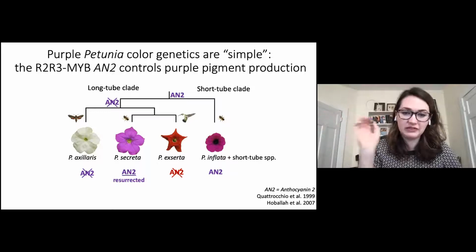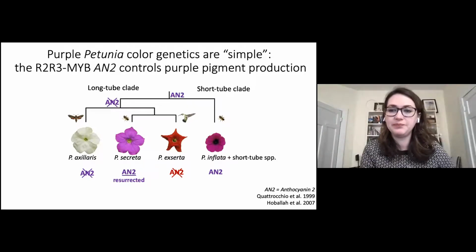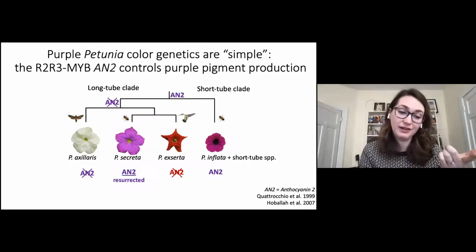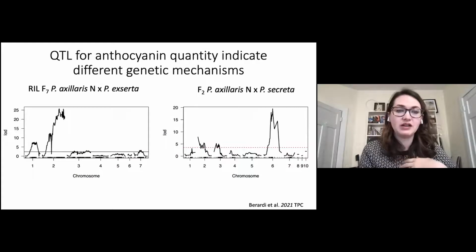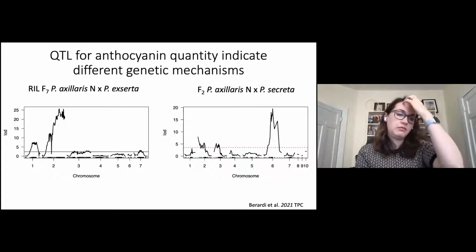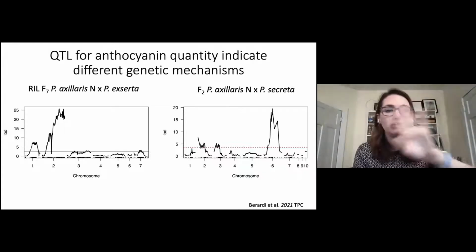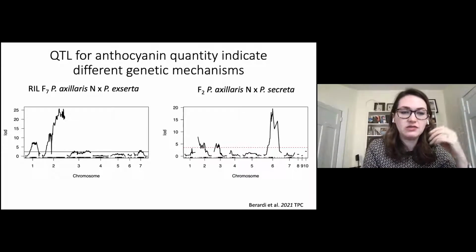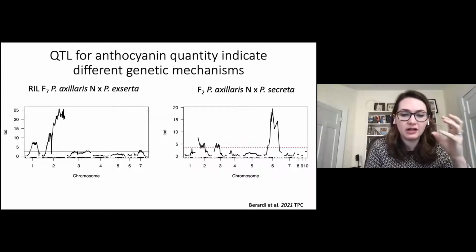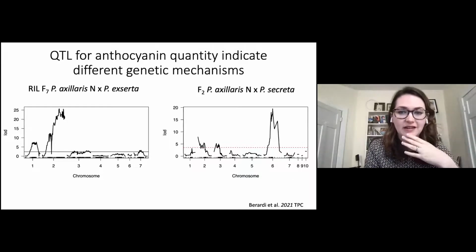Almost all the other petunias are purple. Suddenly we have red. So I mentioned before that AN2 is broken. So it really left us wondering how Petunia exserta can actually make anthocyanins. And then additionally, why is it red and not purple? So the first thing we did is we did a handful of QTL experiments just to see, visually, what is the QTL environment? What's the genetic basis for anthocyanin content in these species?